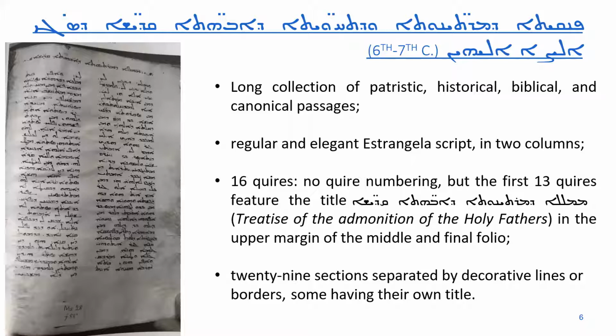You can see again in the picture that it says "Treatise of Admonition of the Holy Father," and this small title is in the upper margin of the middle and following folio, as you can see here. The manuscript has 29 sections that are numbered not in the manuscript, but in the catalog. And the sections are very clearly divided because they have red borders and decorative lines. So there's a clear division into 29 sections.